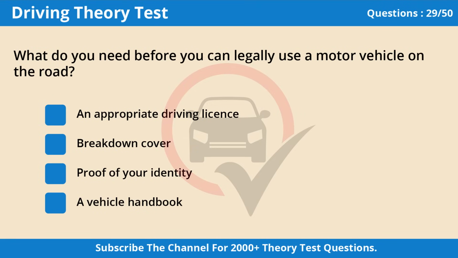Question 29. What do you need before you can legally use a motor vehicle on the road? A. An appropriate driving license. B. Breakdown cover. C. Proof of your identity. D. A vehicle handbook.